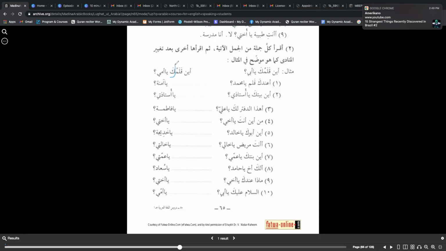It's right here. We're addressing a woman. So we can't say aina qalamuka, because you say ya ummi. You're saying oh my mother, so you don't want to call her a man. So you say aina qalamuki. So you have to change it. That's what they want you to do. They say read every sentence from the following sentences, then read it again after changing al-munada, the one that's being called, as it is explained in the example. Okay, let's see the next one.